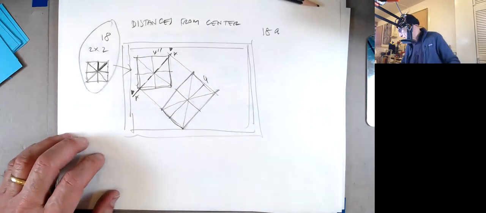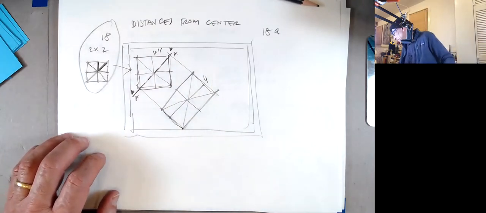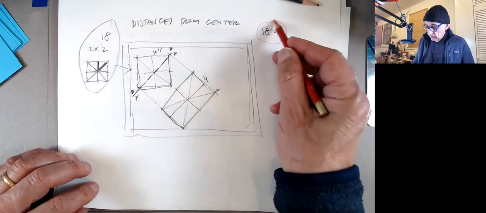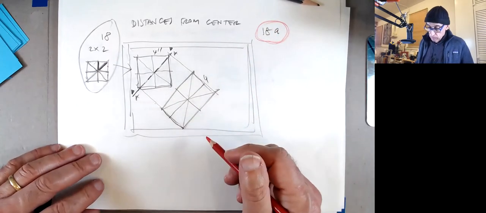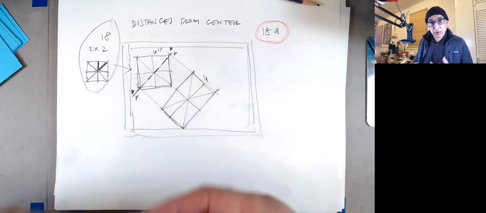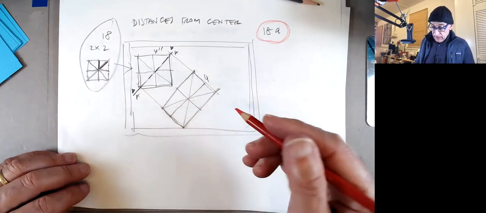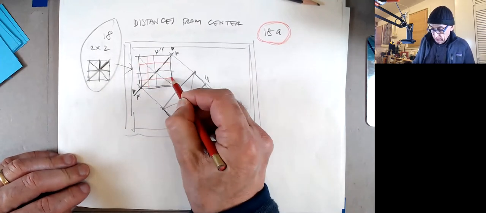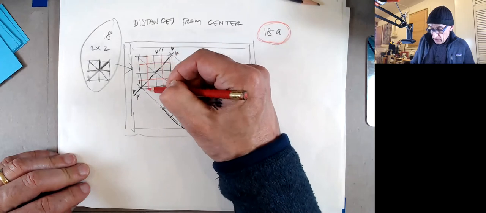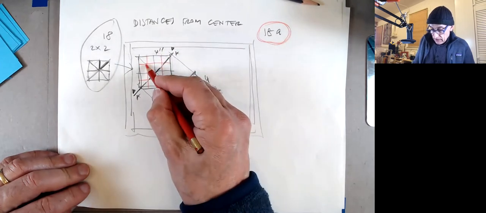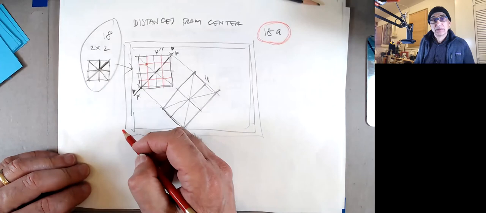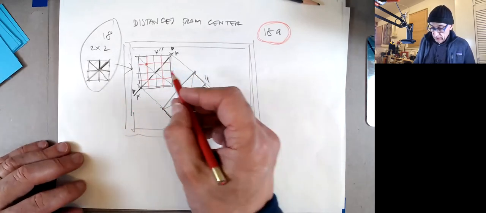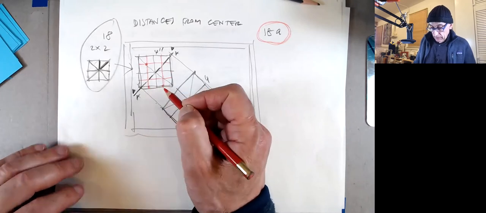Maybe I'll use a different color. Yeah, I'll use red now. So I'll make 18A red. So it would be the same drawing, but it would be another step. And that step would be that if I have the 4x4 grid, right? Now I have more information that I need to figure out. I have these spots that I don't know where they would end up in the middle of the cube. And I also have these spots, okay?